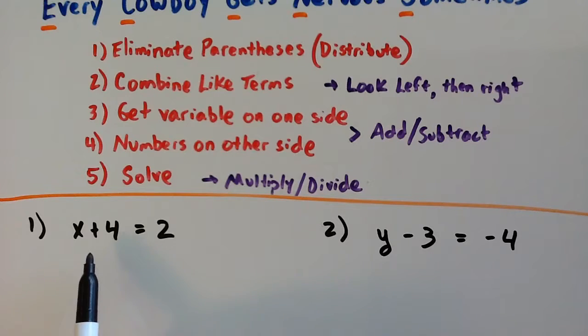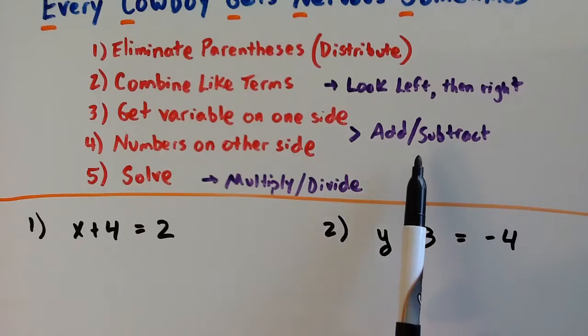So I have x plus 4 equals 2. I have x on the left side. I need my numbers on the other side. So this would be step 4. So how am I going to move 4 to the other side? Well, I'm going to use inverse operations.